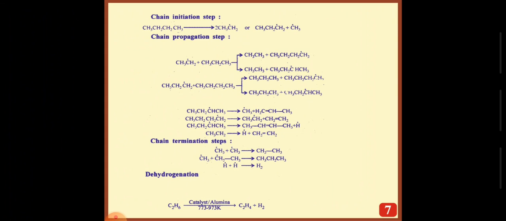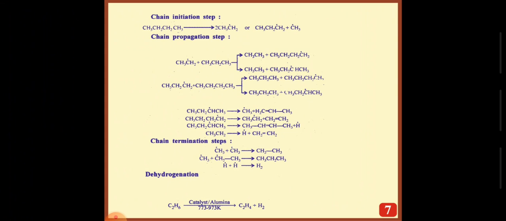Next step is the chain propagating step. Free radical formed in the first step abstracts a hydrogen atom from alkane. This free radical breaks up into alkyl free radical and alkene. And the third step is the chain termination step, in which two alkyl free radicals form alkane and hydrogen.